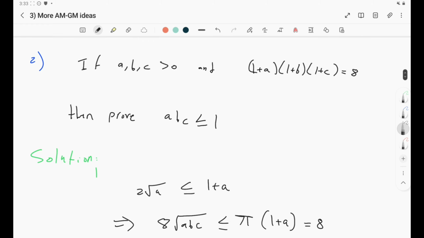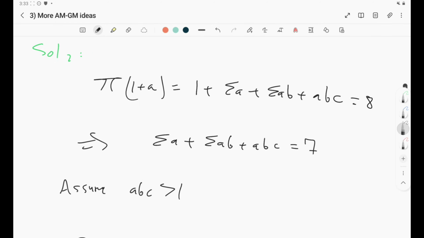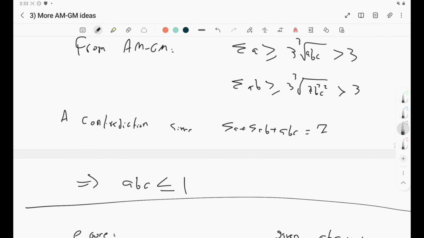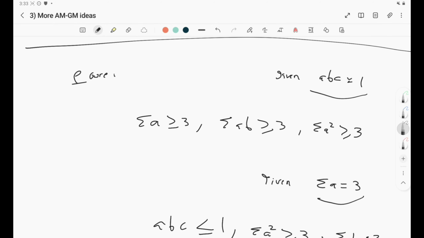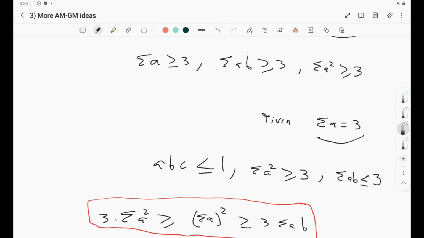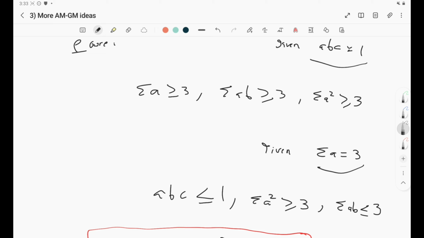Then, in the second example, this was an easy question, but the idea that we wanted to stress was this. When you know ABC is 1, then you already have 3 inequalities on sigma A, sigma AB, and sigma A squared. By the way, you have other stuff as well. For example, sigma A cube is also greater than 3. But these will appear in maybe 80% of the inequalities: you will see ABC or sigma A or sigma AB or sigma A squared. So that's why we discussed these.